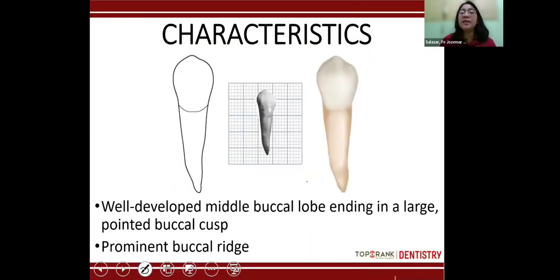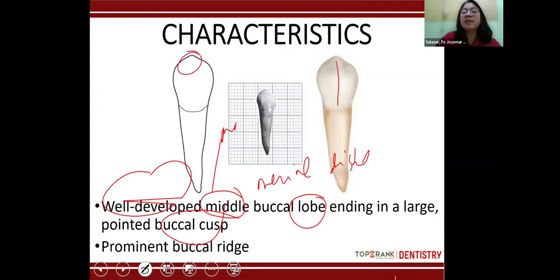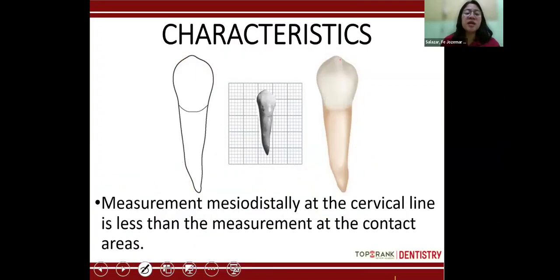You have a well-developed middle buccal lobe, so lobed appearance ulit. Kasi meron siyang mesial, may distal lobe at may middle lobe. Again, this is the most developed, ending in a pointed buccal cusp. It carries the cusp tip. And you have a prominent buccal cusp ridge. Measurement mesiodistally at the cervical line is less than the measurement at the contact area. So you have cervical constriction.